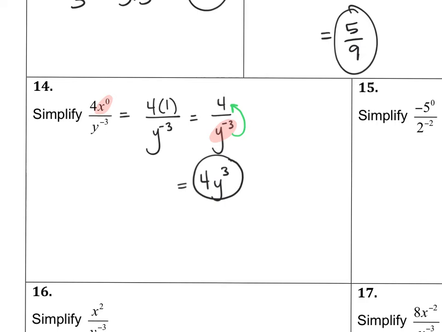If you have a negative exponent, in order to make it positive, you flip it. If it's in the bottom, bring it to the top and make it positive. If it's in the top, bring it to the bottom and make it positive. Either way, you flip it and change the sign.